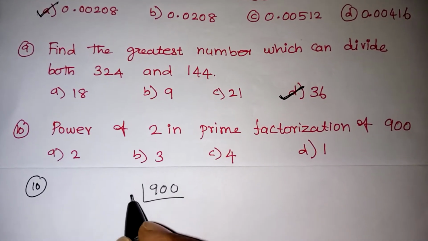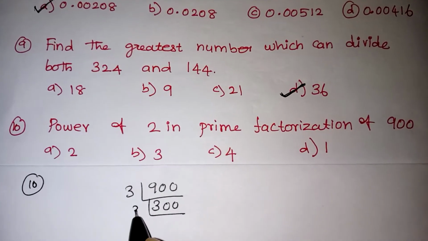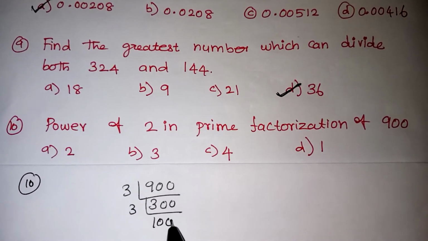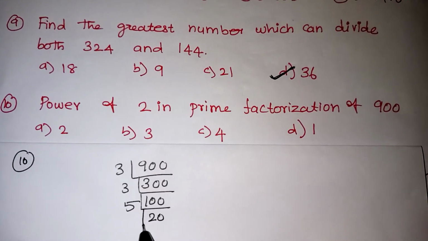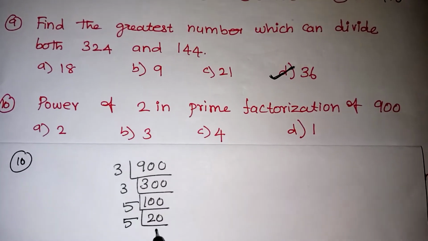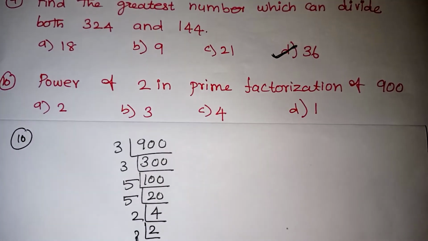So 900 will come in 3 tables 300 times. Again 300 will come in 3 table 100 times. 100 will come in 5 tables 20 times. Again 20 will come in 5 tables 4 times. 4 5s are 20. Now 2 table 2 times. Again 2 table 1 time.